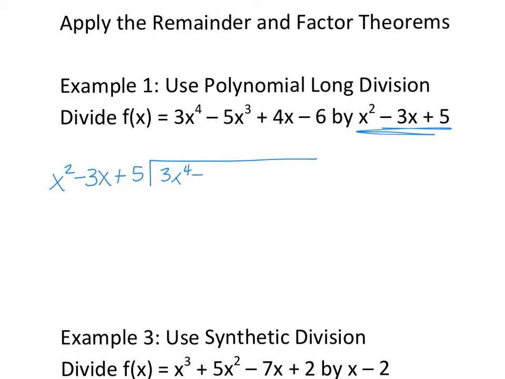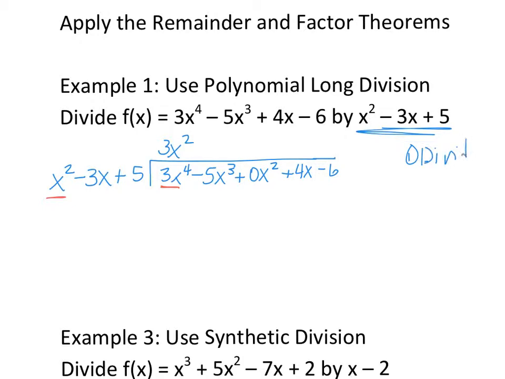So we start with x to the fourth, then x cubed, and then we don't have an x squared, so we're going to use a placeholder. That should look familiar. And then we have x, and then our constant. And then to divide, you are going to actually start by dividing this by this. And so we're looking at 3x to the fourth divided by x squared, which is 3x squared. So we divided.